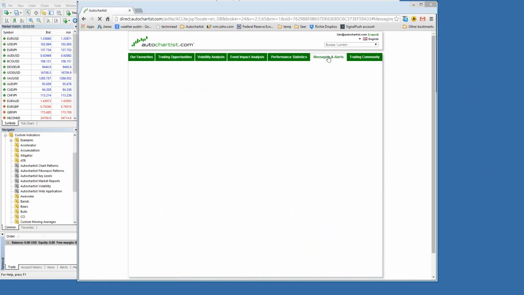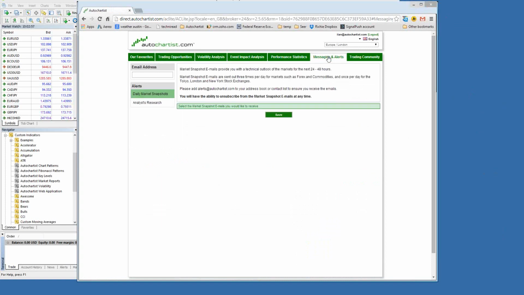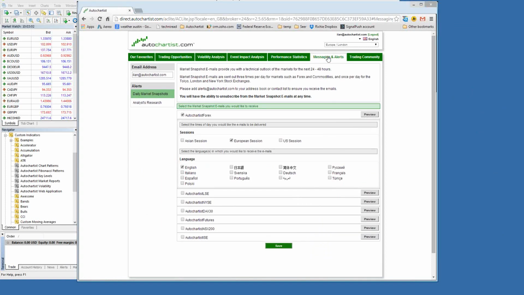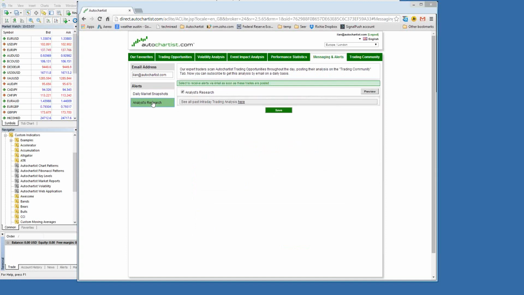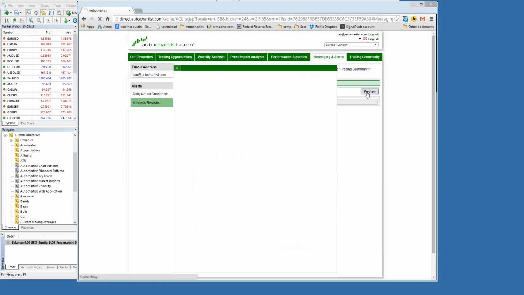We've been adding a few features into Autochartist lately. It actually was about a month or two ago we added this in. Some of you don't know about it. We've got a section under messaging and alerts called Analysts Research. It's an intraday note that you get once or twice a day in your inbox, written by one of our analysts here internally at Autochartist. The hit rate is pretty good on these things.